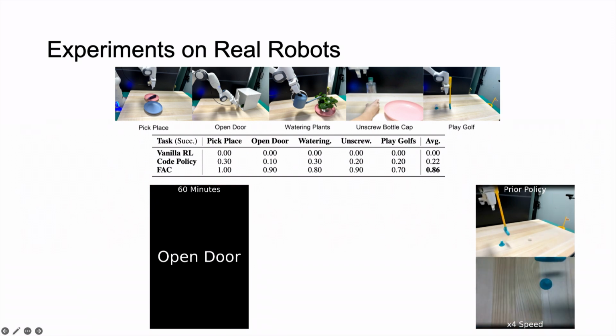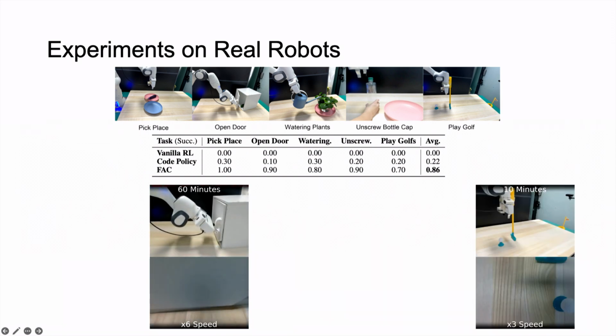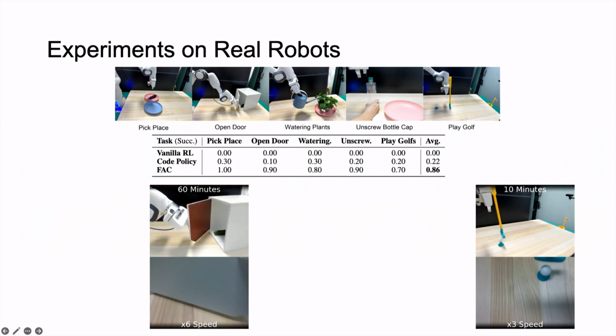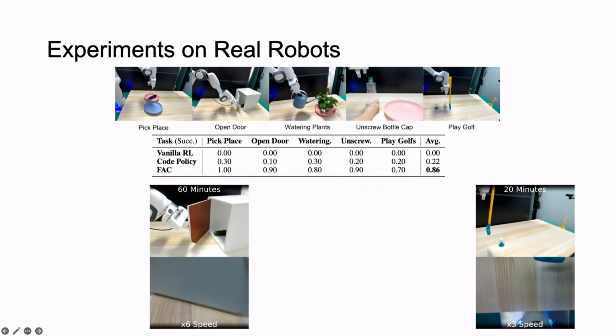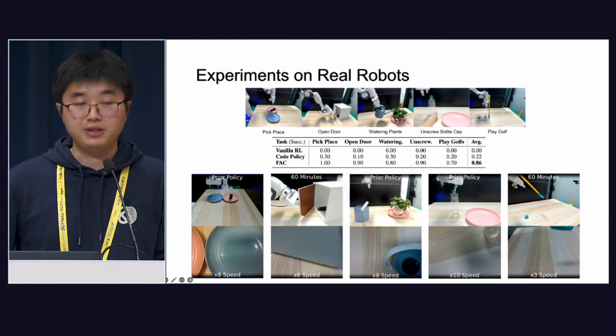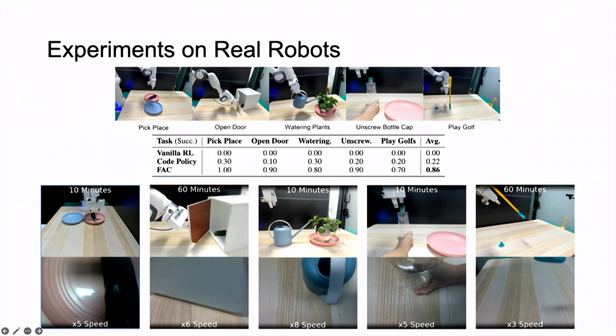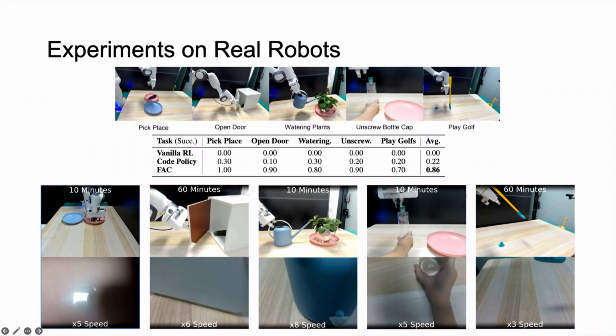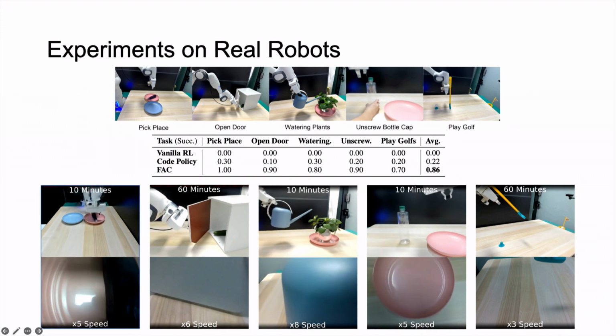And also for another task, a dynamic task like playing golf, the policy prior fails, but it tells the agent to move back to the ball and make a strike. So after some training, the agent can make better adjustments for the orientations and the positions to make a better strike. Overall, in 1 hour of training, our FAC achieves an 86% success rate, while the vanilla reinforcement learning fails in all tasks. And the prior policy has only a 22% success rate.